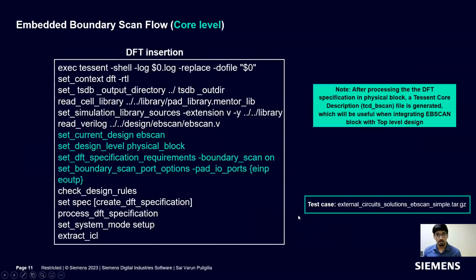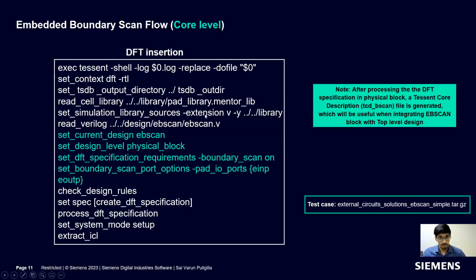Okay, so this is embedded boundary scan, which is done at the core level, like physical block or subblock level. If we observe the flow, these are the Tessent Shell commands. We set the context to DFT while doing the DFT insertion. We set the TSDB output directory, which is the Tessent Shell database output directory.